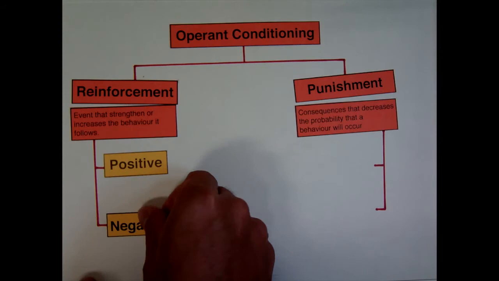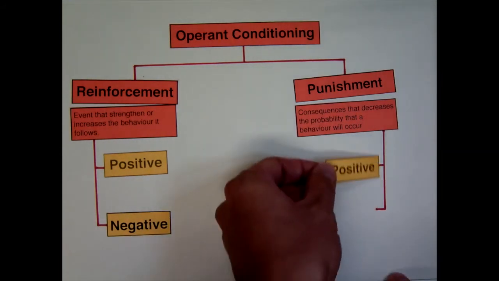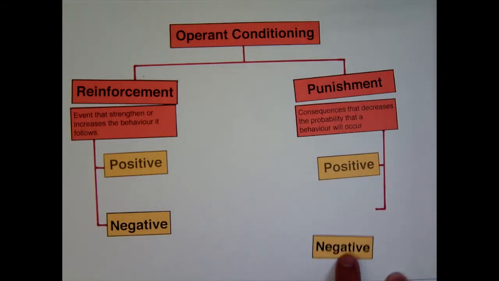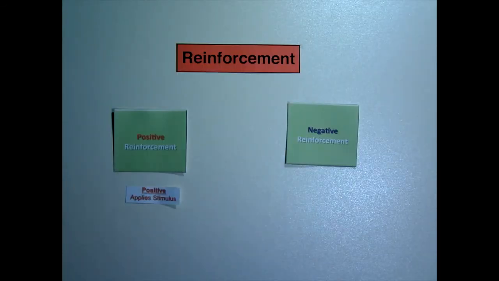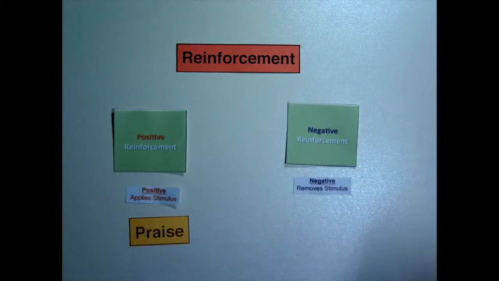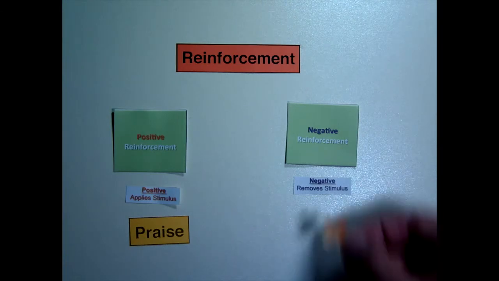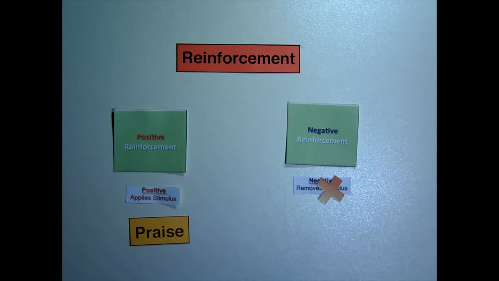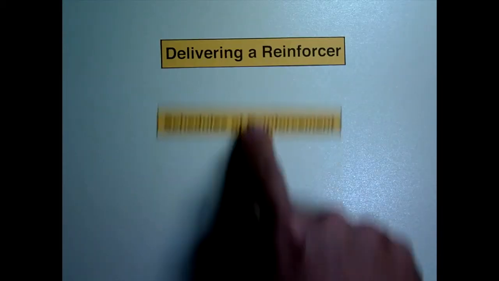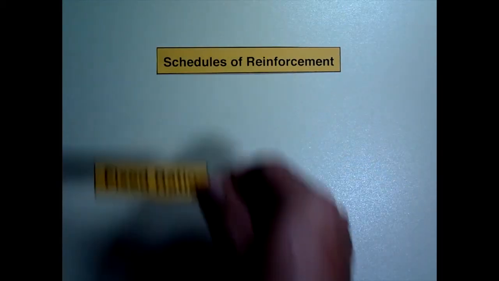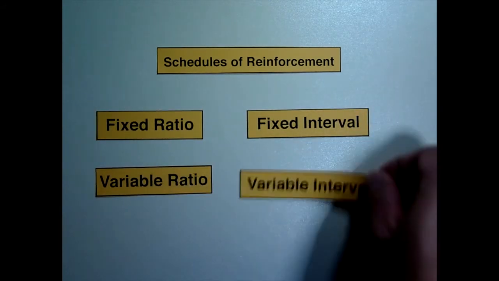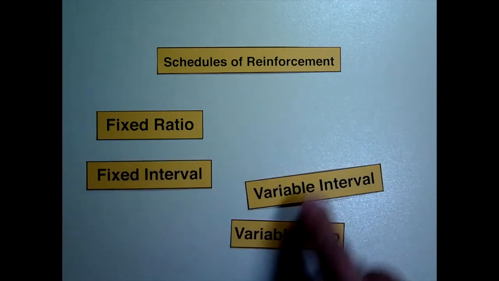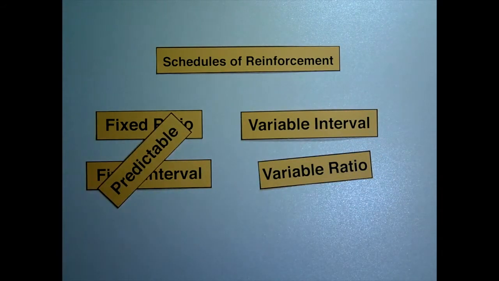There are two types of reinforcement, positive and negative reinforcement, and also two types of punishment, positive and negative punishment. In positive reinforcement, the frequency of a response increases because it is followed by a rewarding stimulus such as praise. In negative reinforcement, the frequency of a response increases because it is followed by the removal of an aversive stimulus. In order to be effective in delivering a reinforcer, Skinner developed the concept of schedules of reinforcement, which are fixed ratio, fixed interval, variable ratio, and variable interval. FR and FI are predictable, while VR and VI are unpredictable.